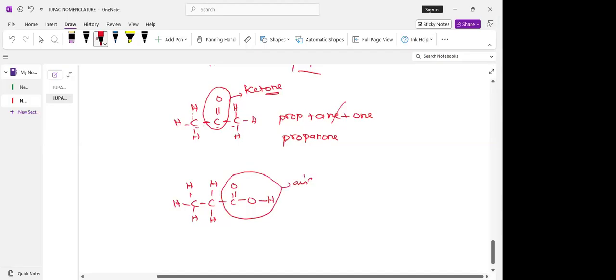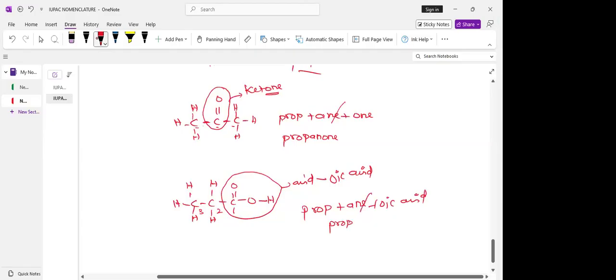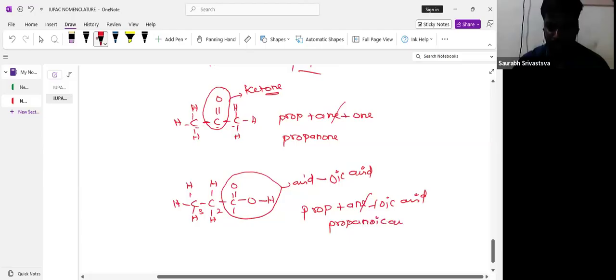Correct. Acid functional group. Then what should we write? OIC, oic acid. How many carbons are there? Here, 3: first carbon, second carbon, third carbon. Then you have to write prop plus ANE. And next, OIC, oic acid. Then what will we write? Here the E you have to remove. Propanoic acid. Okay.